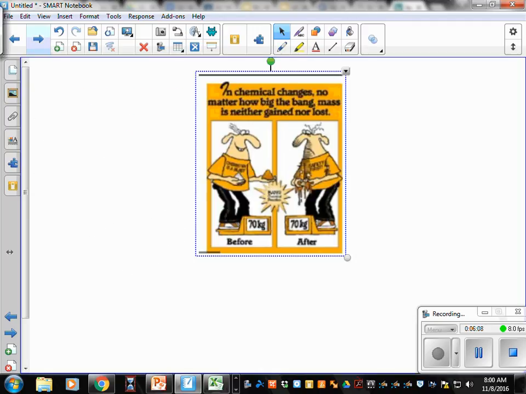So in chemical changes, no matter how big the bang, mass is neither gained nor lost. What's on one side before the reaction is the same thing after the reaction.